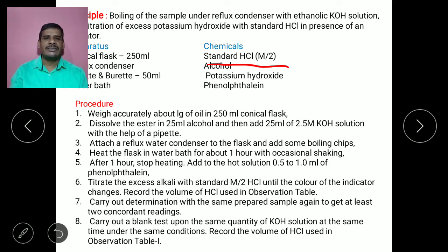The second, potassium hydroxide, is required as a base, and last is the indicator, that is phenolphthalein. These four important chemicals are required, and one sample of the oil or fat is required, whose saponification value we have to determine.